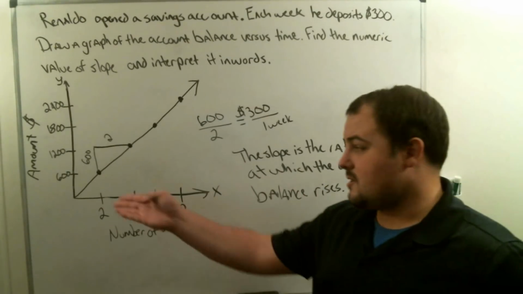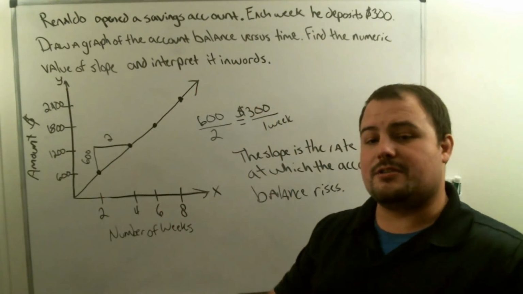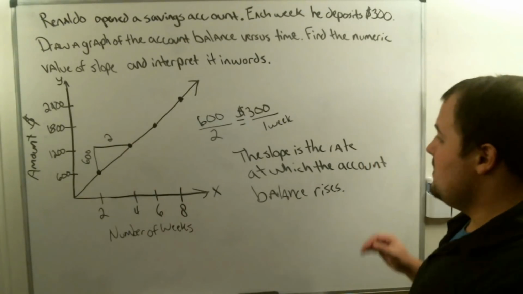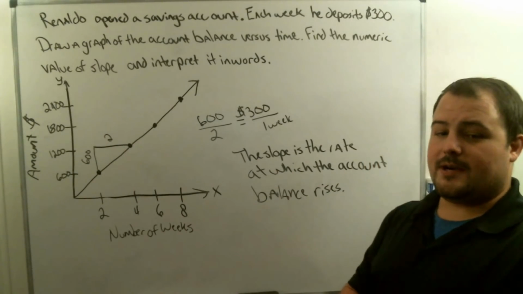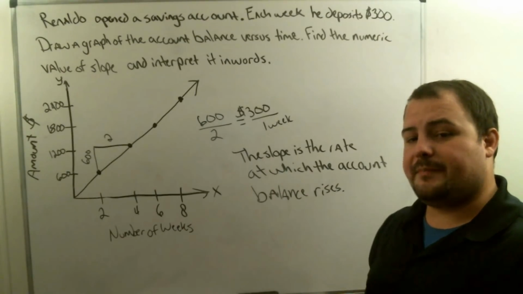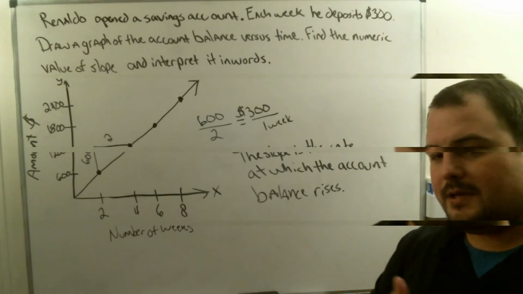So in this problem, our slope represents how much his account balance is rising over time. So this is our answer to the problem. It represents how much his account balance is rising. One more problem and done.